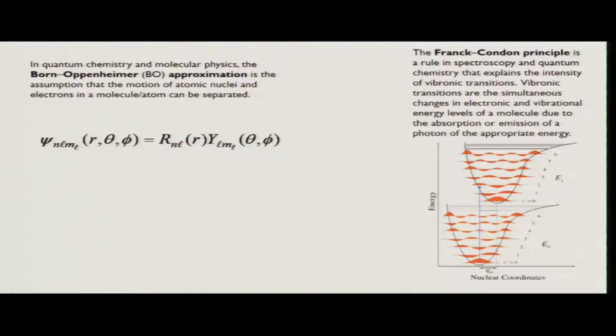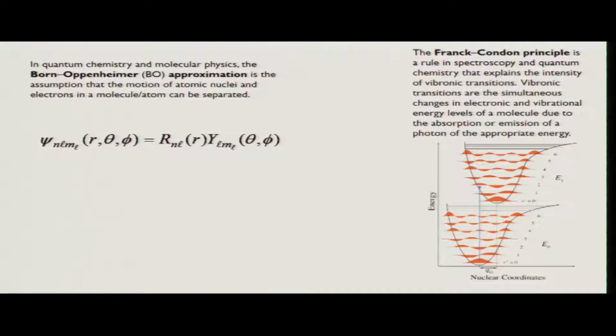The basic point of these two approximations is that in quantum chemistry and molecular physics, the Born-Oppenheimer approximation is the assumption that the motion of the atomic nuclei and electrons in a molecule or an atom can be separated, based on the fact that the mass difference between the two is extremely large, which means that the motion of the electron is extremely fast as compared to that of the nuclei. And so, the separation of variables that we just discussed for the hydrogen atom is in fact valid due to the Born-Oppenheimer approximation.